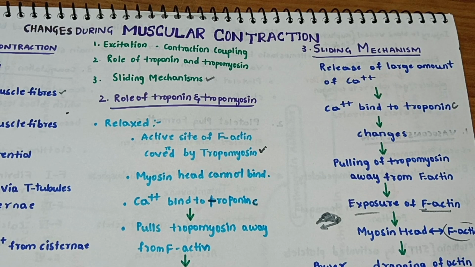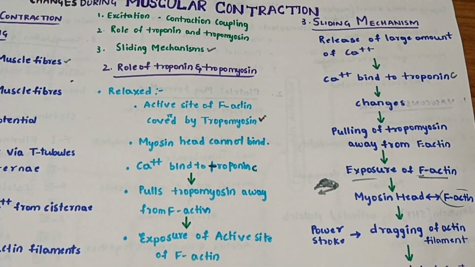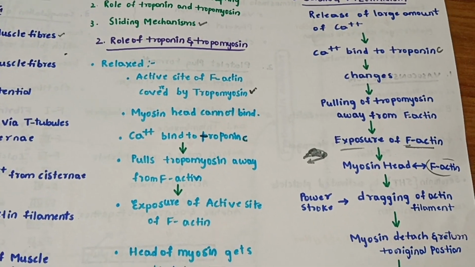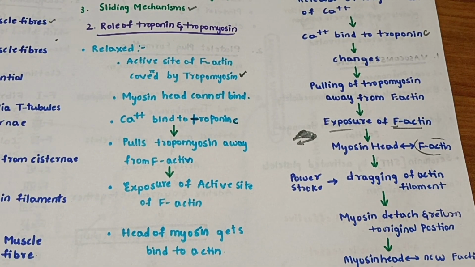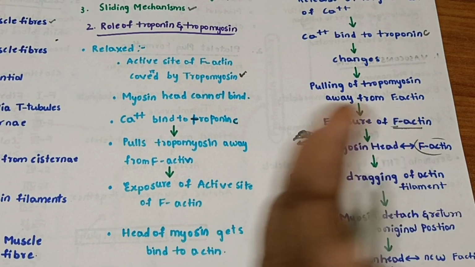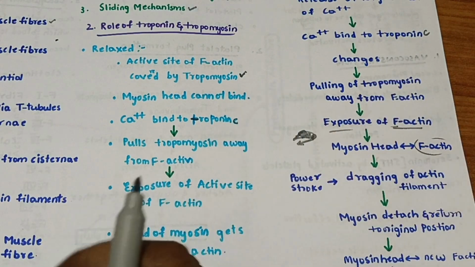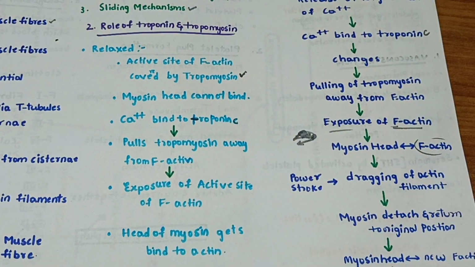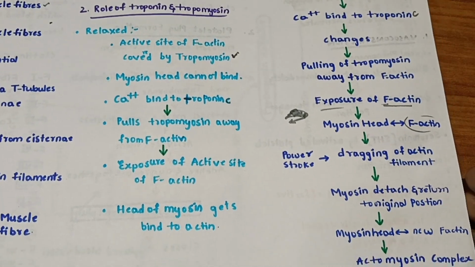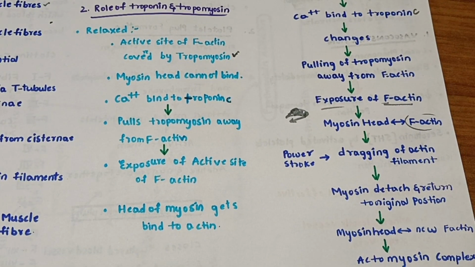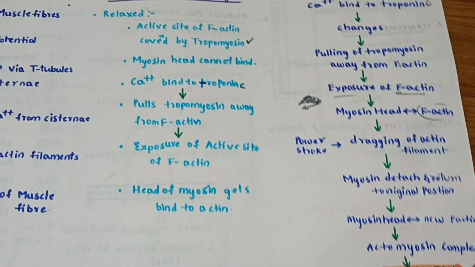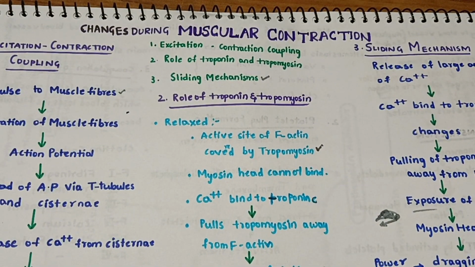Now after completion of this, the myosin goes back to its original position. Once again, the myosin head gets attached to the F-actin, slides, and goes back to the original position. That process is known as sliding movement. It attaches, drags, and detaches, again and again. That process is known as the sliding mechanism. Once again it forms the actomyosin complex, leading to contraction of the muscle. This is the muscular changes during muscular contraction.